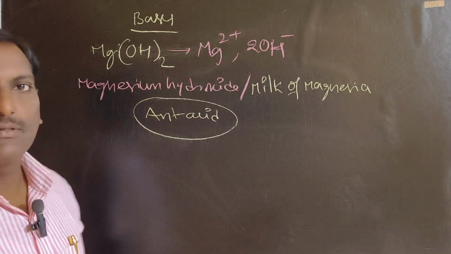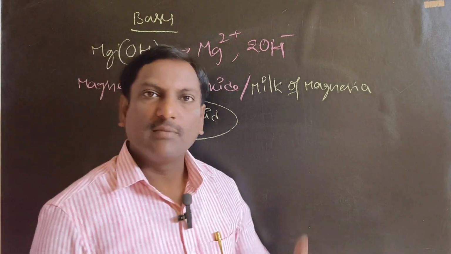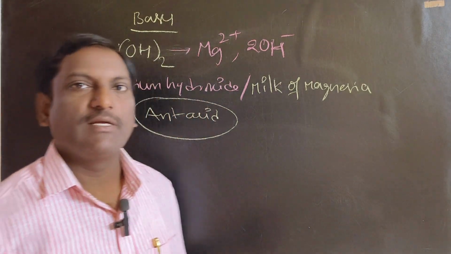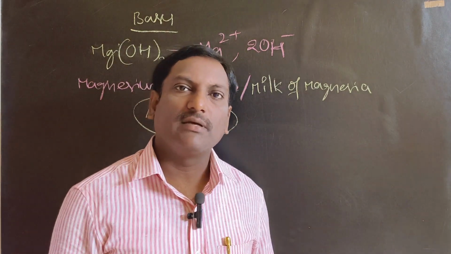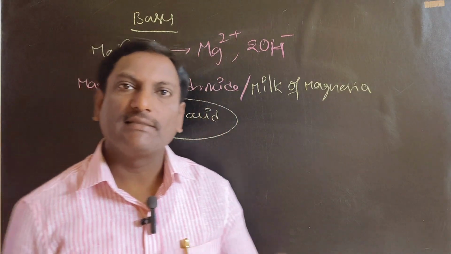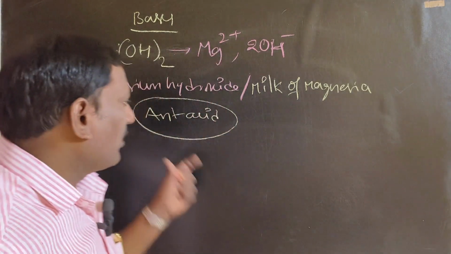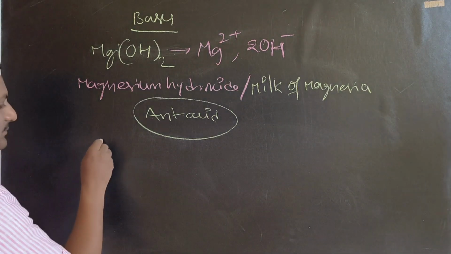Antacid means opposite to acid, that is a base, a mild base. So that is why it is used to neutralize the excess acid in the stomach. So antacid. Next one, ammonium hydroxide.